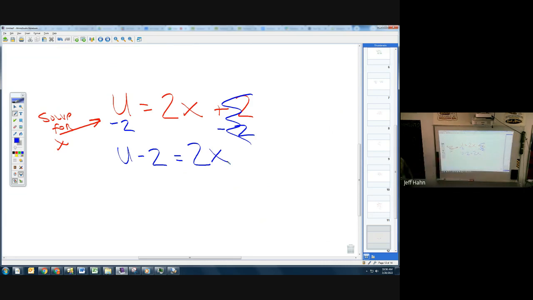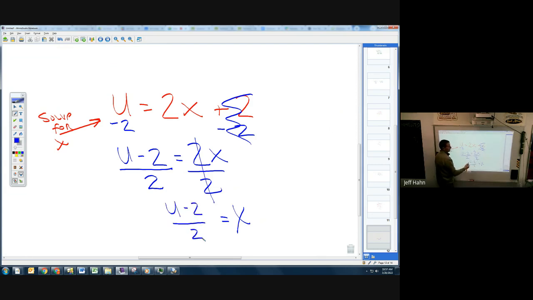I'm not done yet because I still have this 2 to separate. How, Grayson? This is 2 times x. How do I get rid of a times 2? I divide by 2. I'm left with the x, which is what I want. What do I have to do, though? The same thing to the other side. This is where it gets a little ugly, but you just do this: u minus 2 divided by 2. You don't have to do anything more than that. I just solved that equation for the letter x, whatever that stood for.